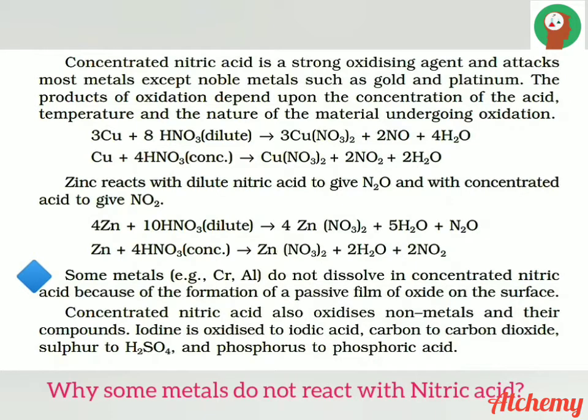Concentrated nitric acid is a strong oxidizing agent and attacks most metals except gold and platinum. The reaction of nitric acid with copper and zinc is given below. Some metals like chromium and aluminium do not dissolve in concentrated nitric acid due to the formation of a passive film of oxide on the surface. When chromium and aluminium react with nitric acid, they form chromium oxide and aluminium oxide respectively. This coating prevents further reaction of nitric acid with the metals.